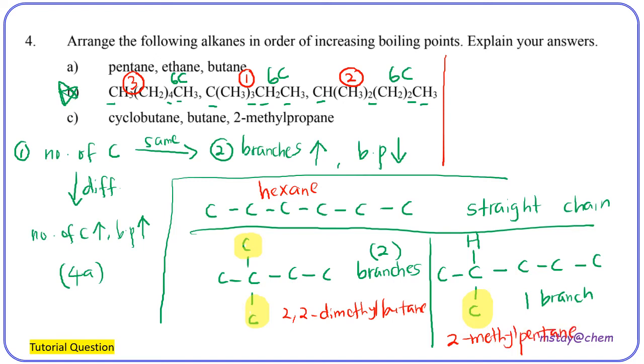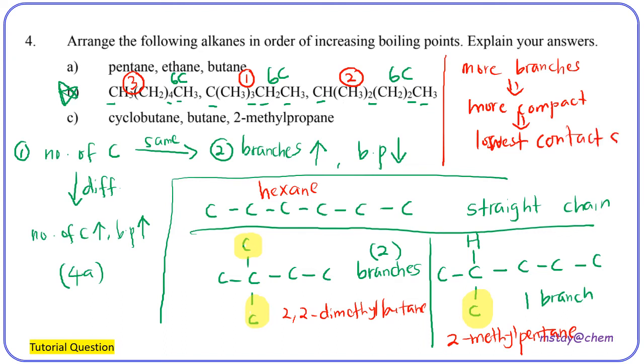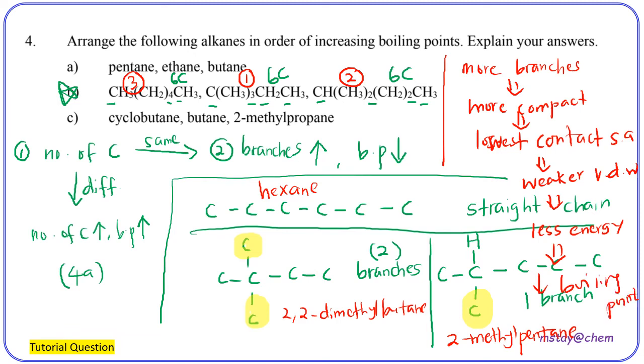Okay, so then your explanation can be mentioned. More branch means more compact. So lowest contact surface area, weaker van der Waals force, less energy required to overcome the intermolecular force, so lower boiling point. Okay.